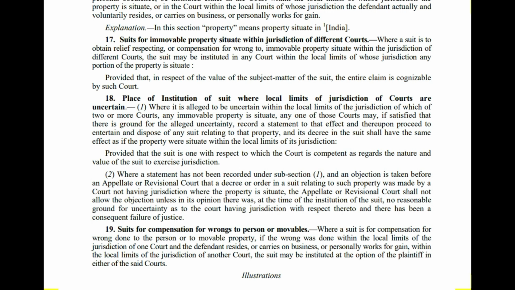And the court in which you are filing this case, if they are satisfied that there is a ground for alleged uncertainty, that there is a possibility of uncertainty, they feel that yes, it is uncertain as to which court can entertain this particular case, then they can record a statement to that effect. They'll simply write that there is uncertainty with respect to the jurisdiction, and they'll state the reason why that uncertainty is there, and after that they'll proceed with the case and dispose the suit, and the court which is passing the decree in such a manner shall have the same effect as if the property was situated within the local limits of its jurisdiction.